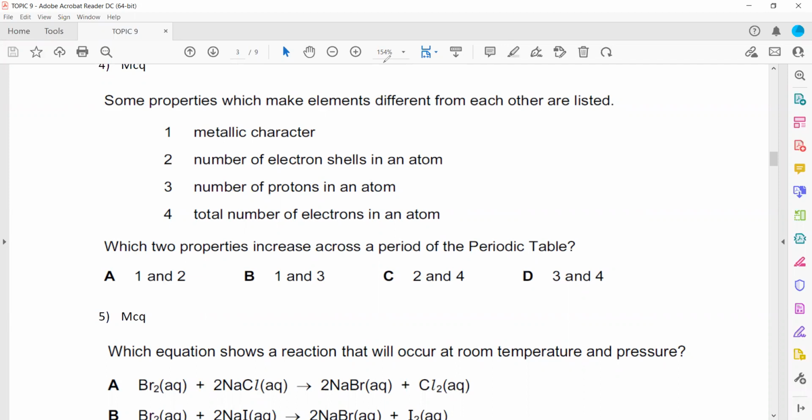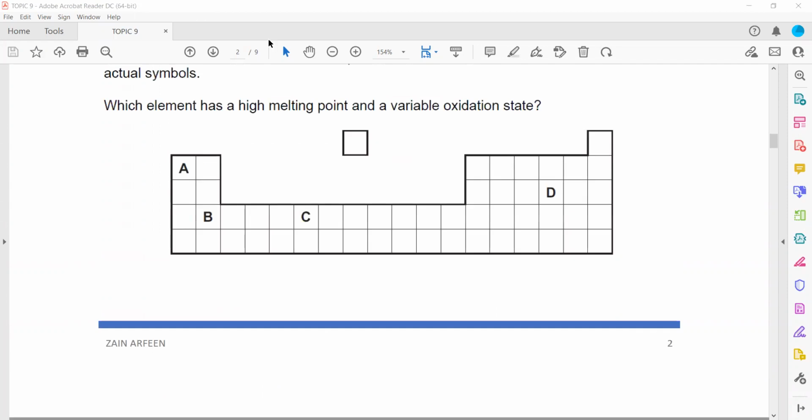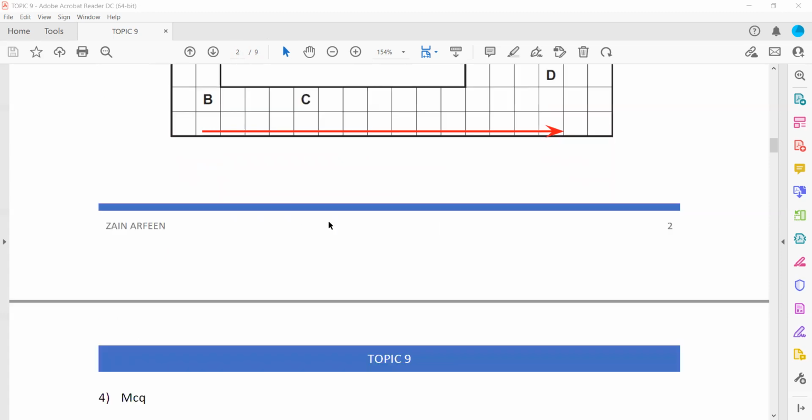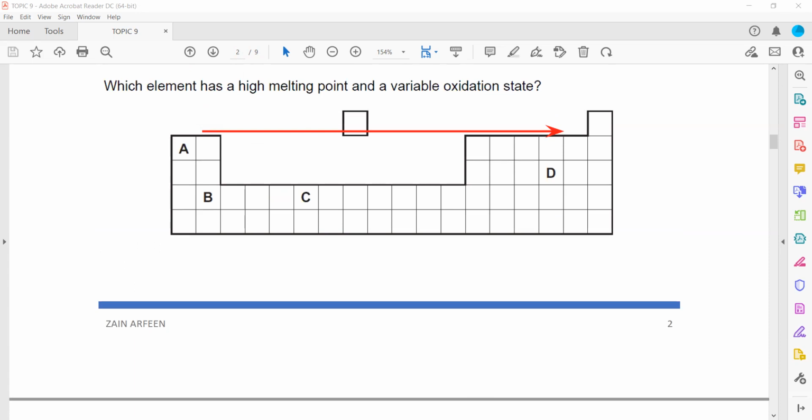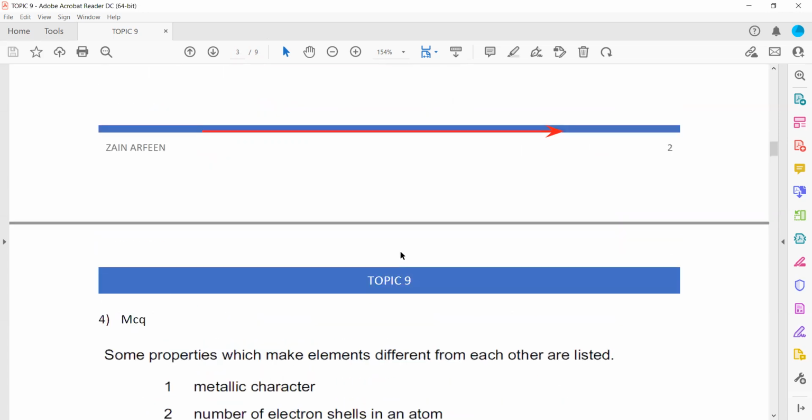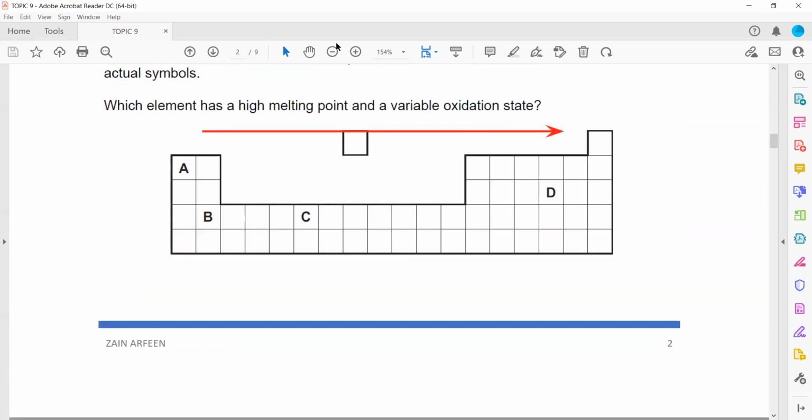For example, in a periodic table, as we move from left to right, as in the previous question, which property is increasing? Metallic character. How can you identify whether metallic character is increasing or decreasing? You can identify the nature of the element. On the left hand side of the periodic table, you will find metals. On the right hand side, you will find non-metals.